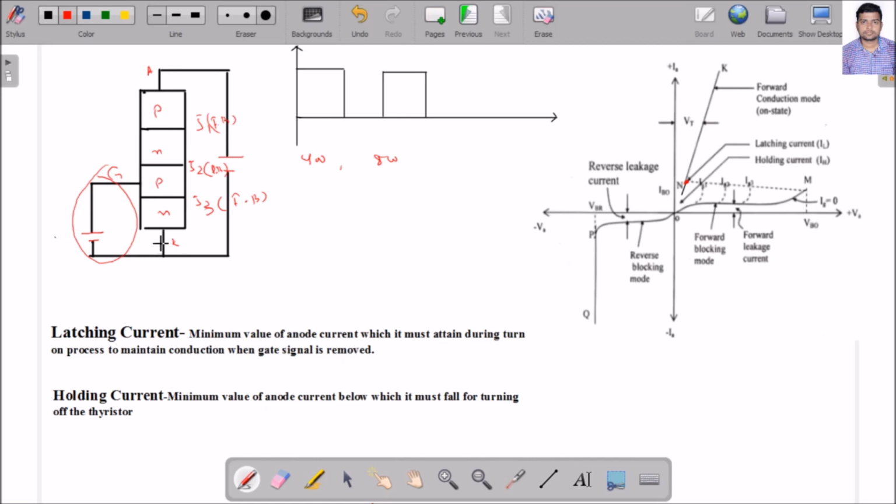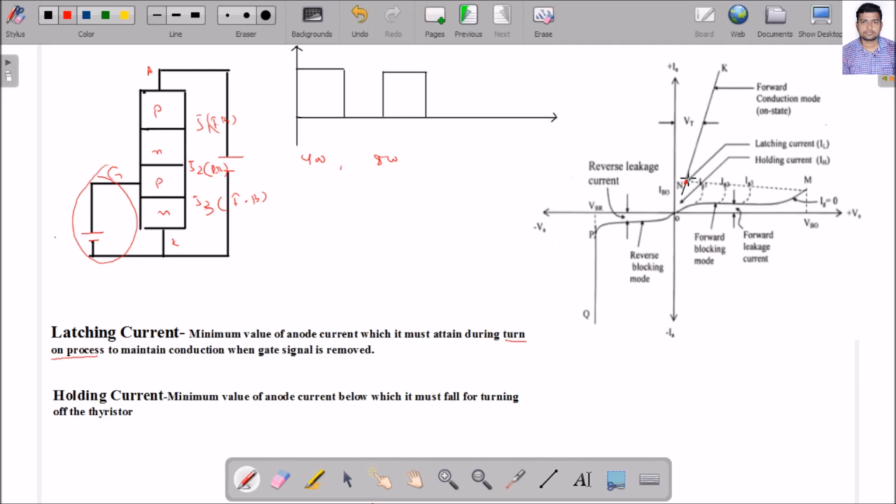So when the thyristor is conducting, suppose you remove the gate signal, it will continue conducting if the current has reached the latching current. So I can say the latching current is associated with the turn on process. Clear? If the current is up to the latching current and we remove the gate signal, then only the thyristor continues to conduct. If it is below latching current and you remove the gate signal, the thyristor comes back to the blocking state. The thyristor cannot turn on.